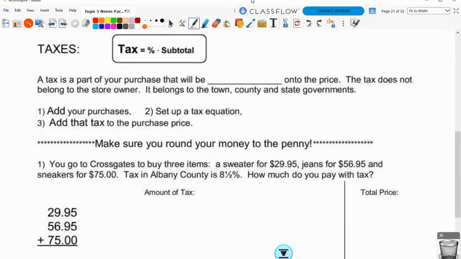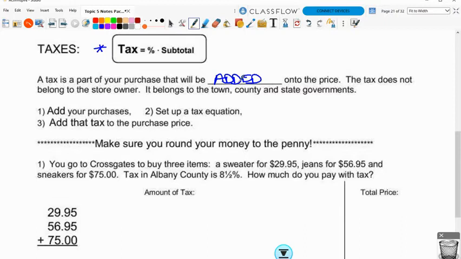The next area that involves money and percentages is going to be with taxes. And here's our tax equation that we're going to use every time. Tax is a percentage of the subtotal. A tax is a part of your purchase that will be added onto the price. The tax does not belong to the store owner, though. It belongs to the town, the county, and the state governments.